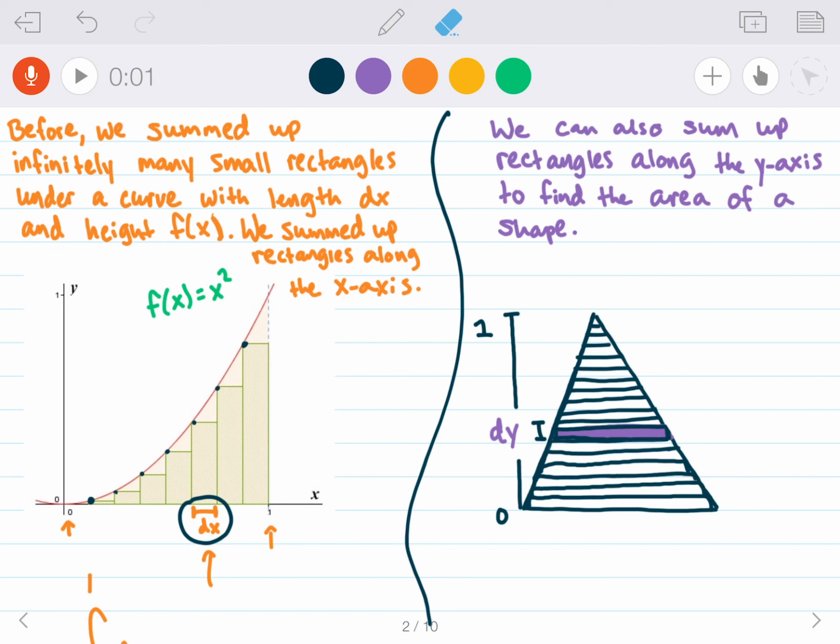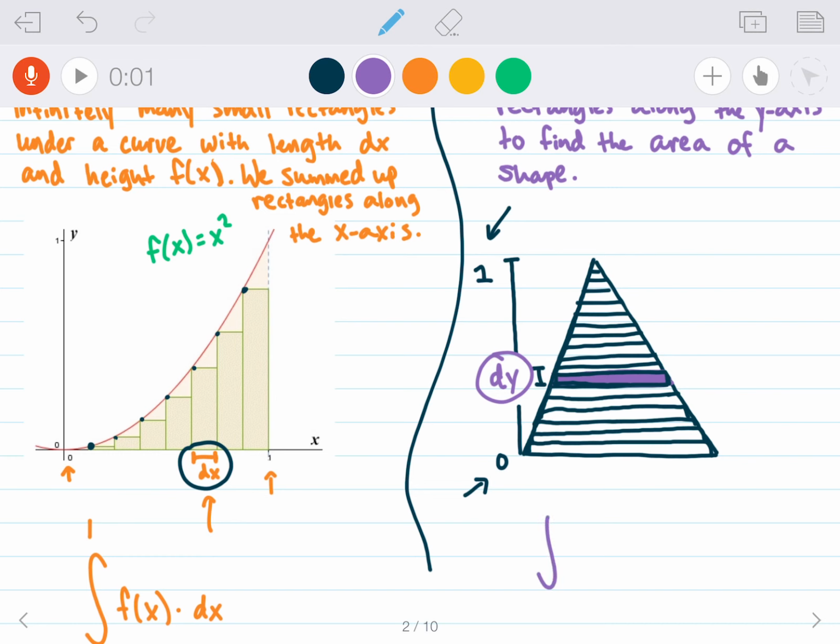That's no problem, right? In that case, we're still going from 0 to 1, but this time we're integrating with respect to y. Our width is dy, and the question is, if our width is dy, what is our length? That's the question. Well, this is interesting because the length is like a function, right?